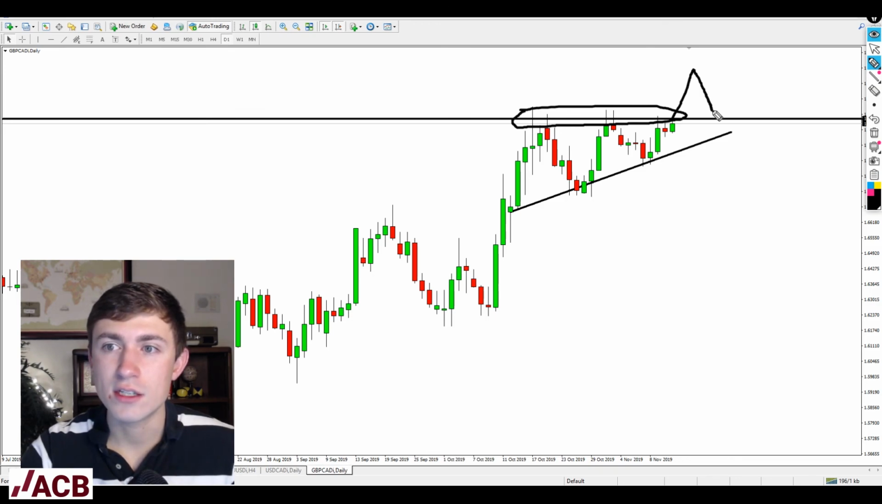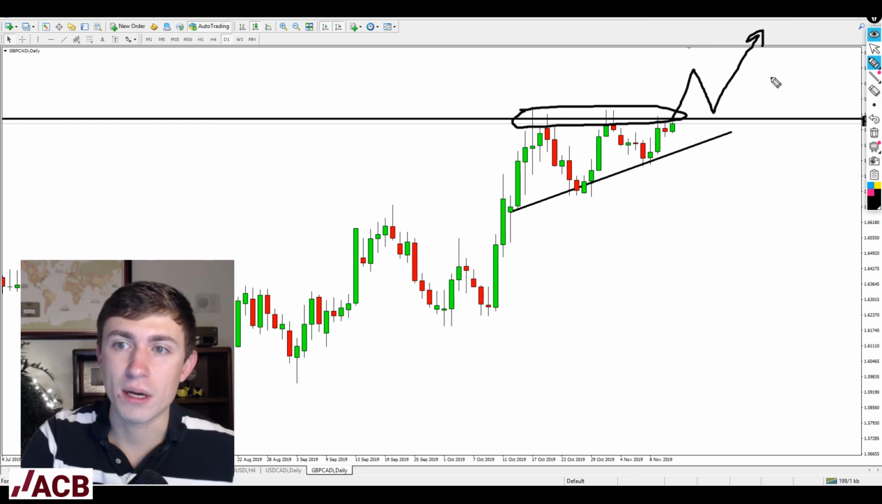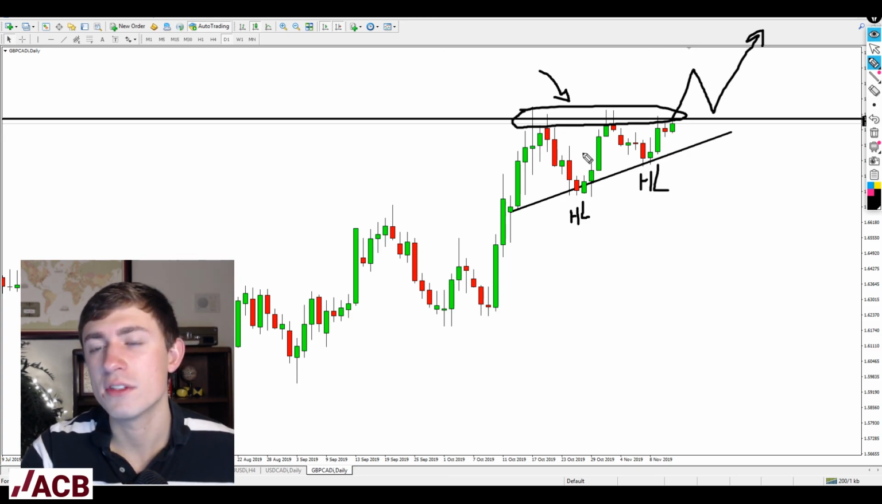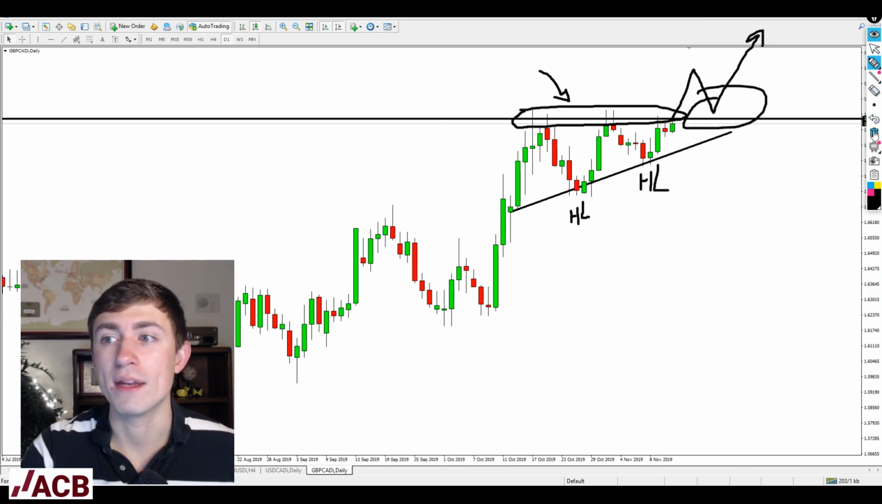We could see the continuation of this GBP CAD trade to the upside. That's just my opinion there. Again, seeing that kind of higher lows here, right? Seeing the higher lows coming into the market and holding this level of resistance. If this level decides to break, we could see the continuation of this GBP CAD momentum to the upside.